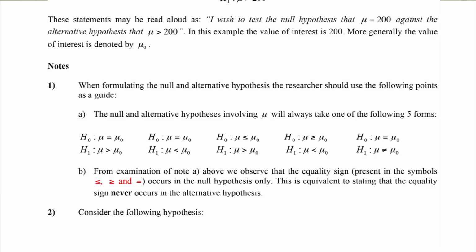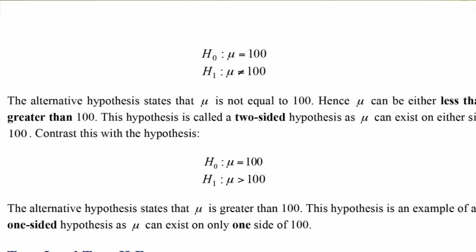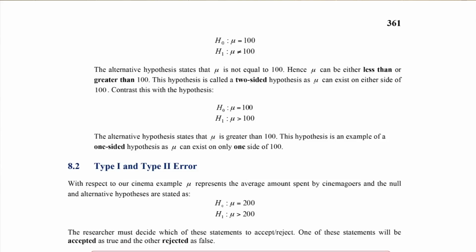Consider the following hypothesis. All right, this is a different one. H naught: mu is equal to 100, H1: mu is not equal to 100. The alternative hypothesis, that's H1, states that mu is not equal to 100. Hence, mu can be either less than or greater than 100. It can be below it or it can be above it. This hypothesis is called a two-sided hypothesis, as mu can exist on either side of 100.